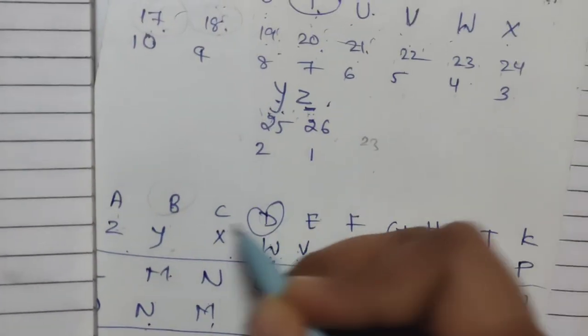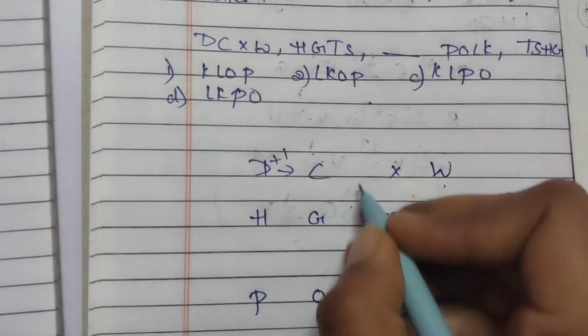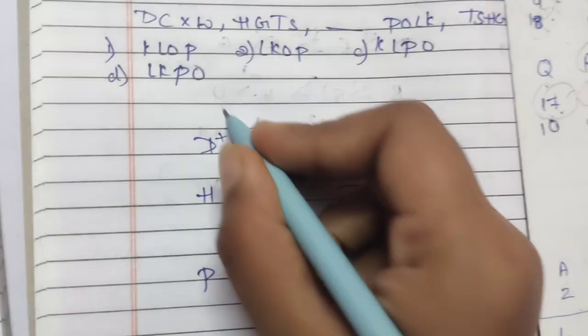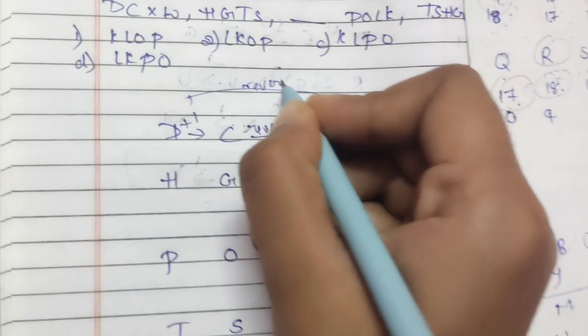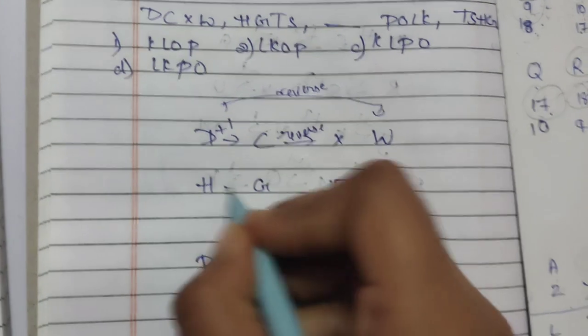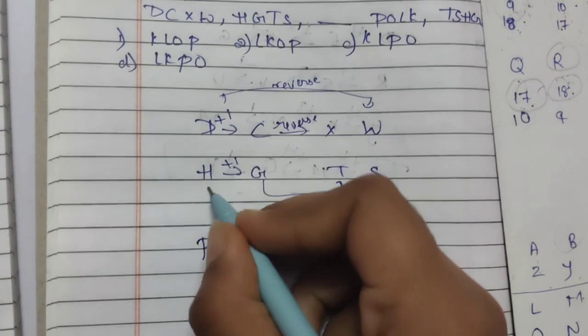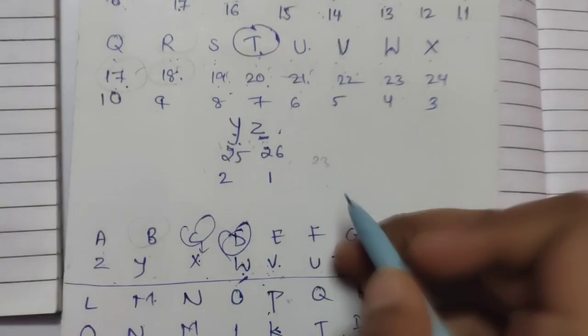What is C's reverse? C's reverse is X. D's reverse is W. And it gave here the same value. That means this is the reverse of the C, and this W is the reverse of the D. Okay. Now H plus 1, that is G. And G's reverse, that is T. And H's reverse, that is S. See, G's reverse is T and H's reverse is S.